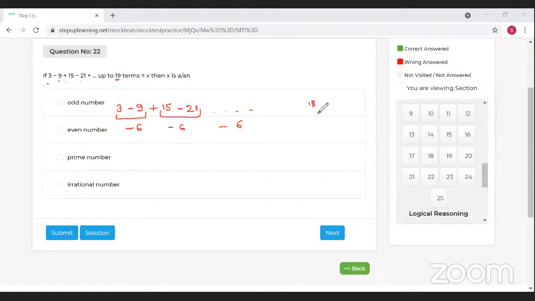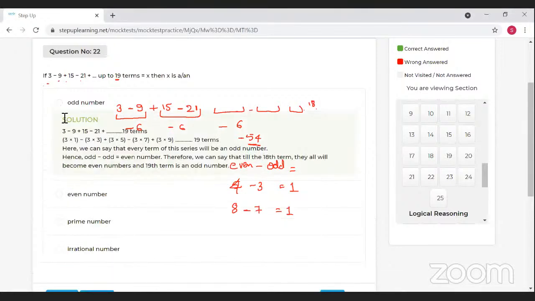So 18 terms means that 9 such sets will be there. 6 into 9 will be 54, so you'll get minus 54. And the next number will be odd. So even minus odd. Even minus odd is what? Check any number. 4 minus 3 is odd. 8 minus 7 is odd. So is odd the answer or even? Odd is the answer.